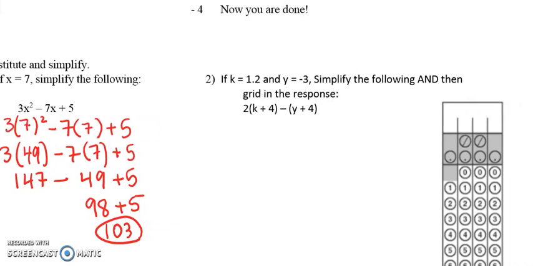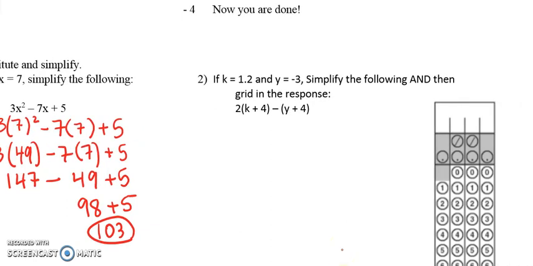Let's do this next one. If k is 1.2 and y is negative 3, simplify the following and grid in the response. Okay, so remember what we know about the grid-in response is they're never negative, so we should get a positive number for this. So let's substitute in first, so 1.2. And remember how I said I like to put parentheses everywhere I'm substituting in? You can do that here, like that, and then substitute in. So 1.2 goes here and negative 3 goes here.